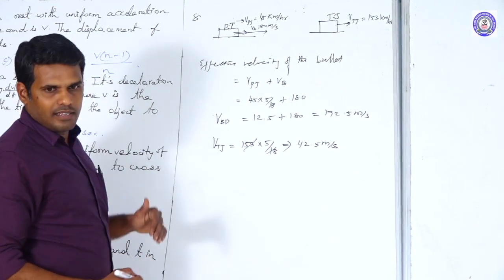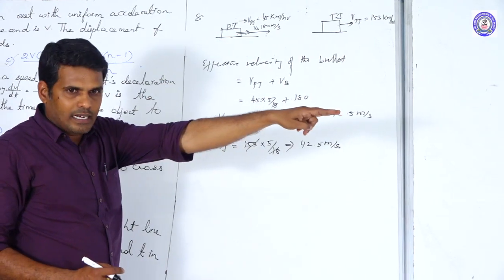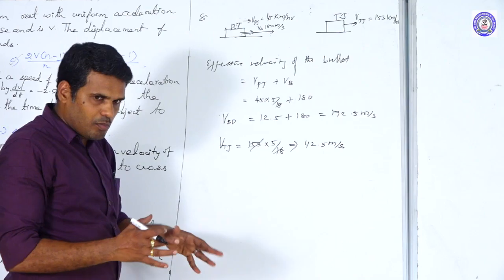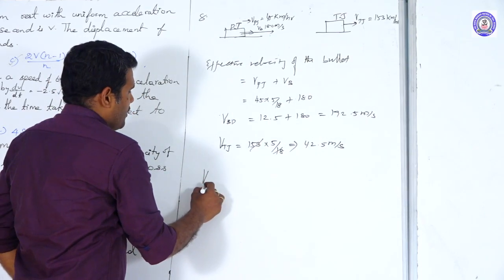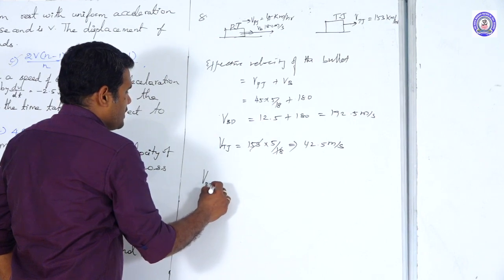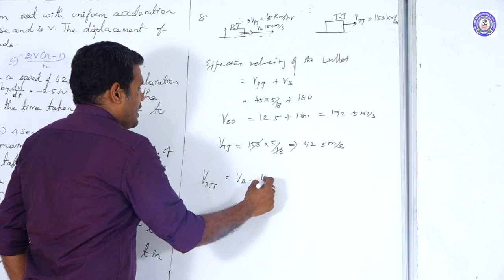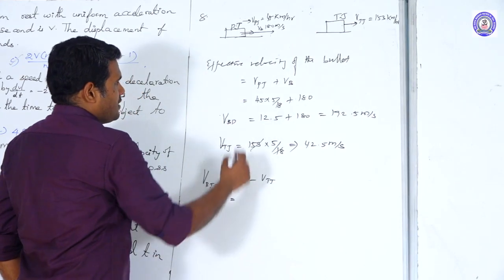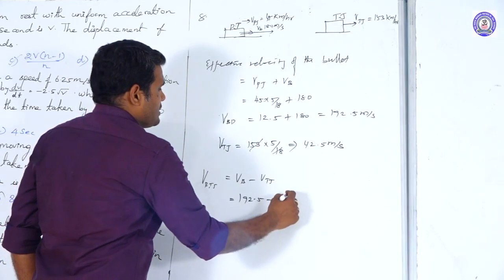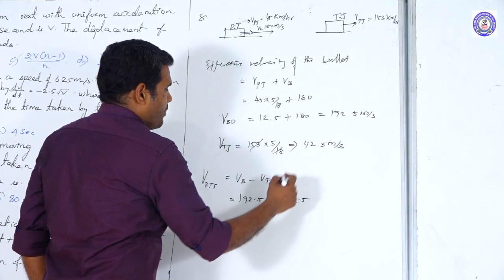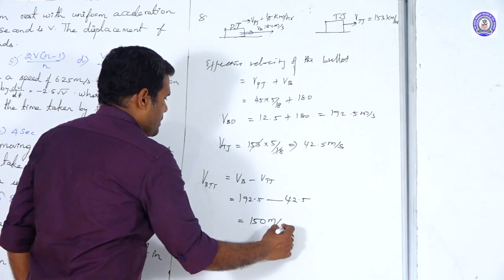Now, you have to calculate the relative velocity. The thief's jeep is moving in a particular direction. The police jeep along with the bullet is also moving along the same direction. So the relative velocity of the bullet with respect to the thief's jeep is the velocity of the bullet minus the velocity of the thief's jeep. The velocity of the bullet is 192.5 meter per second. The velocity of the thief's jeep is 42.5 meter per second. If you calculate the difference between these two, it is 150 meter per second.